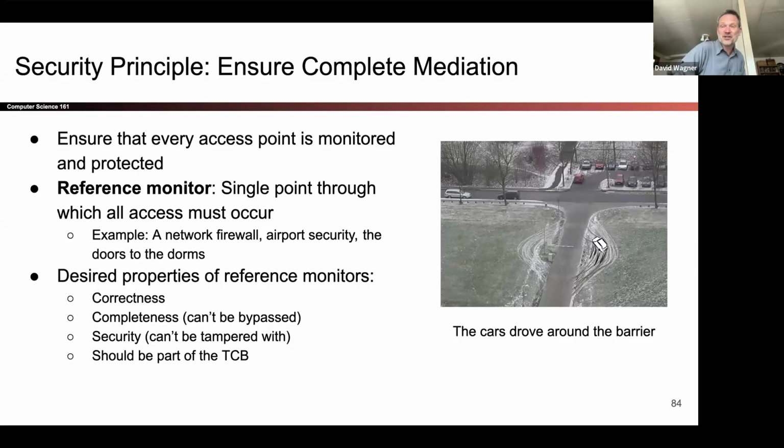Okay. So the strongest version of this is sometimes called a reference monitor, where there's a single software module through which all access must occur. And that reference monitor has to approve it.